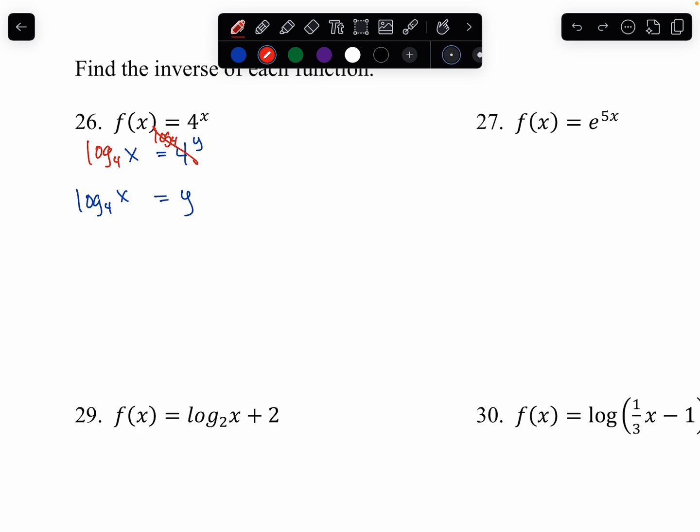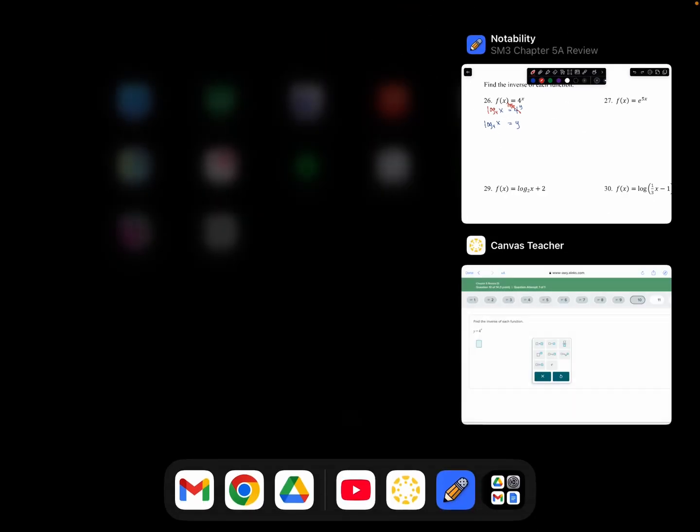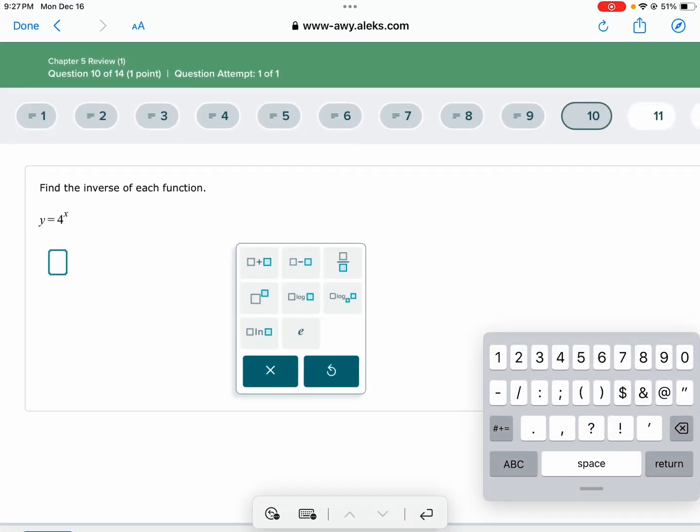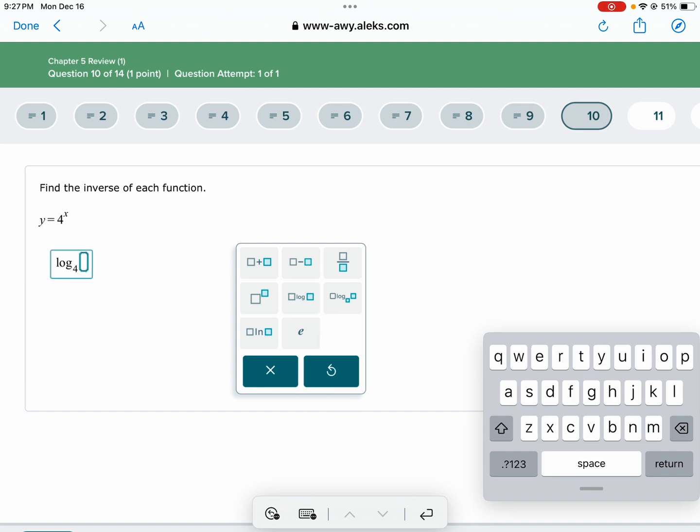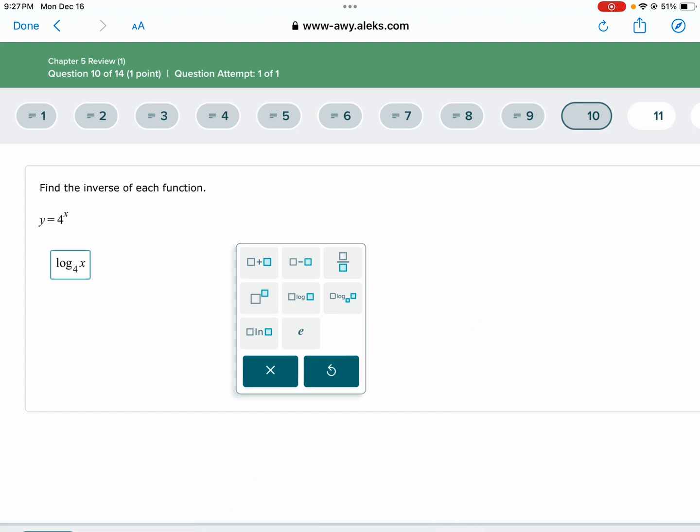Now, whenever you're typing this into ALEKS, it won't allow you to do an equal sign, so just write in the equation or the formula part. So let's do a log base 4 of x. And that's all you have to type. Don't type in y equals. I don't think it will let you.